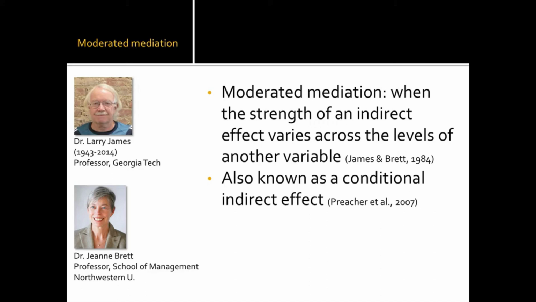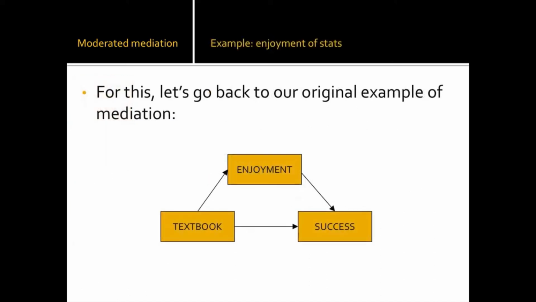It's basically a mediation model where you have another variable that comes in to interact with the predictor variable on some portion of that mediation model. So there's a couple different scenarios for this. It's known as a conditional indirect effect, if we use the indirect effect terminology here as well. So let's take a look at this as an example. We're going back to an original example of mediation where enjoyment of stats is mediating the relationship between textbook choice and success in stats.